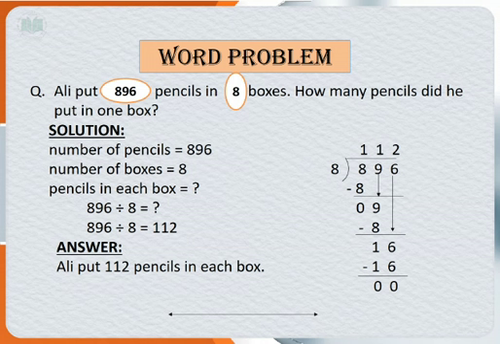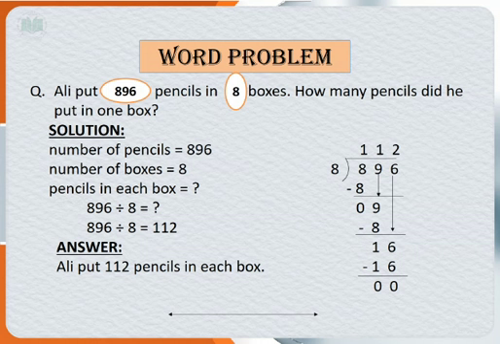Let's see the word problem. Ali put 896 pencils in 8 boxes. How many pencils did he put in one box? Follow the steps of word problem. Read the problem very carefully. Circle the numbers which are 896 and 8. Make the data with the help of the information given in the problem.